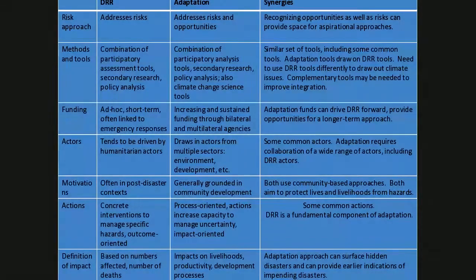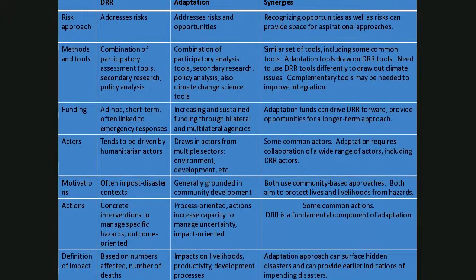You will see an example that I've pulled together. Again, this is a mixture of different agencies' thinking, but if we look at the second column, this is DRR. The third column is adaptation. The fourth column is the synergies: where are the similarities between the two? And the first column are different aspects that we'll see in programming.